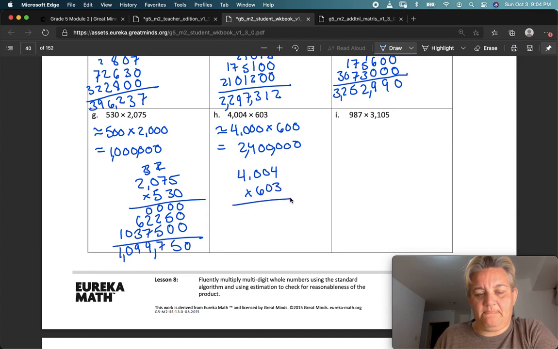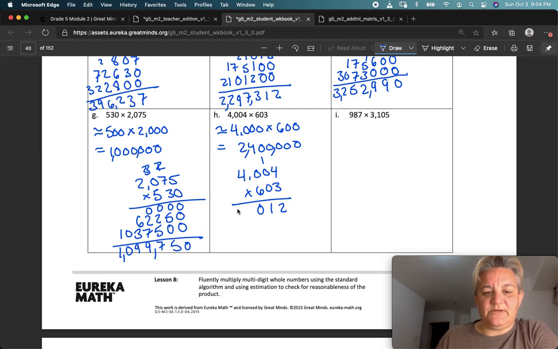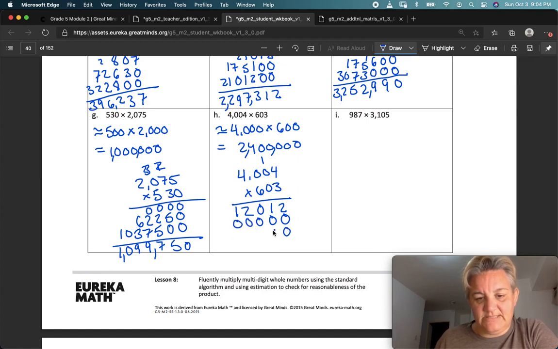Okay. So ones first. 3 times 4 is 12. Carry the 1. 3 times 0 is 0, plus 1 is 1. 3 times 0 is 0. 3 times 4 is 12. Now the tens, which is 0, so that's 0, 0, 0, 0. That one was easy. And now the hundreds.